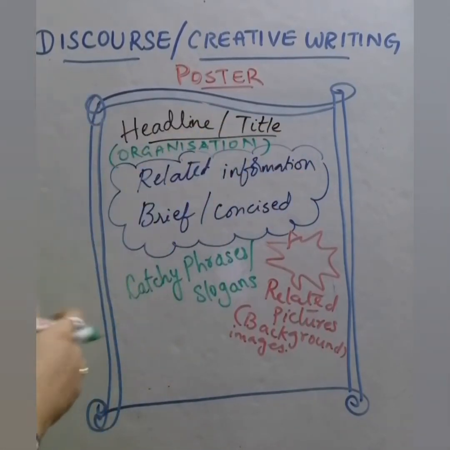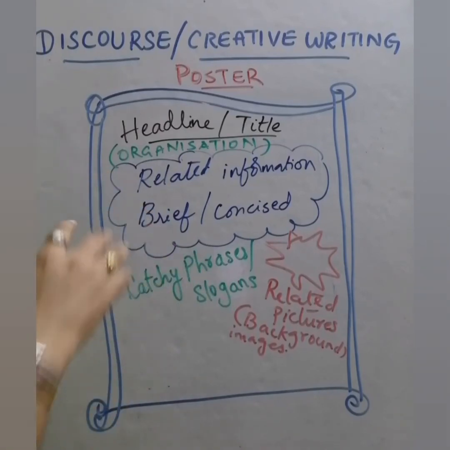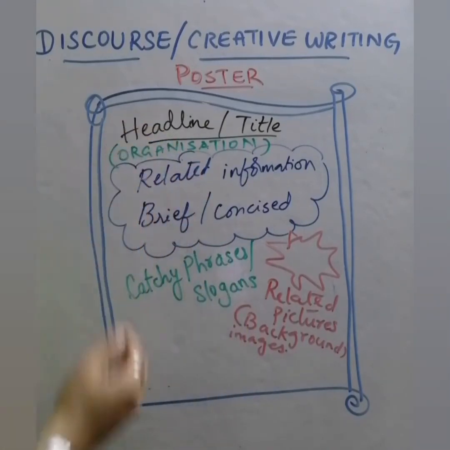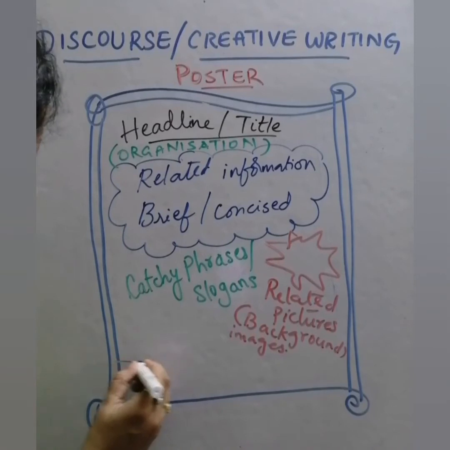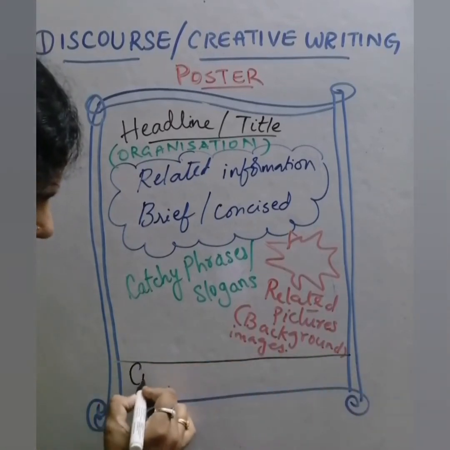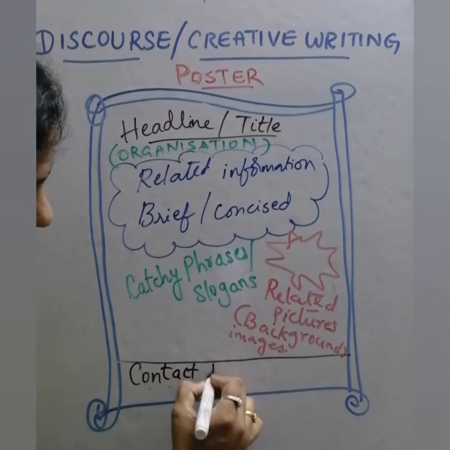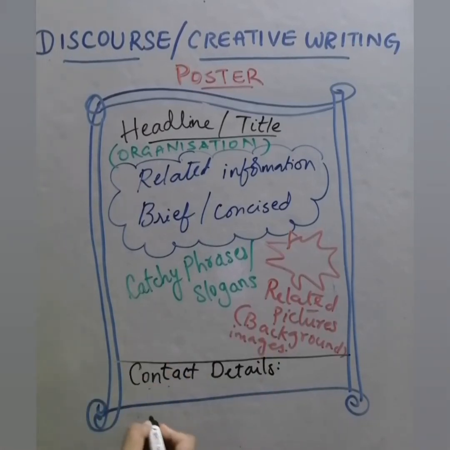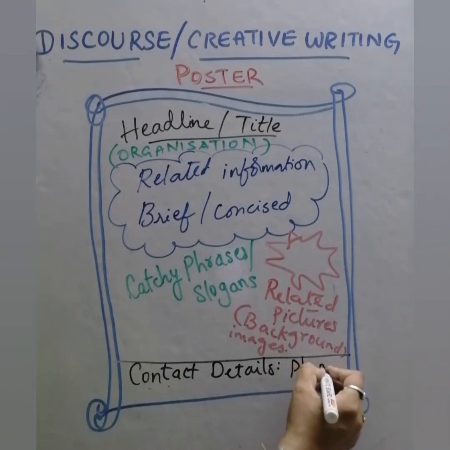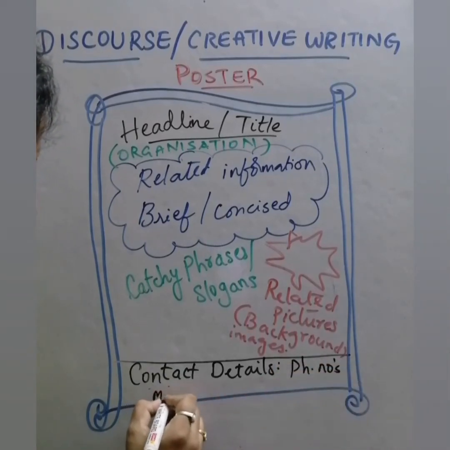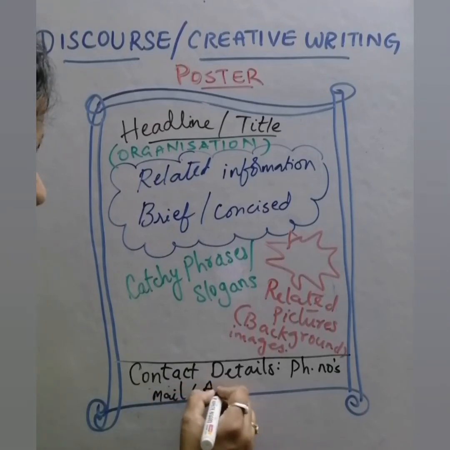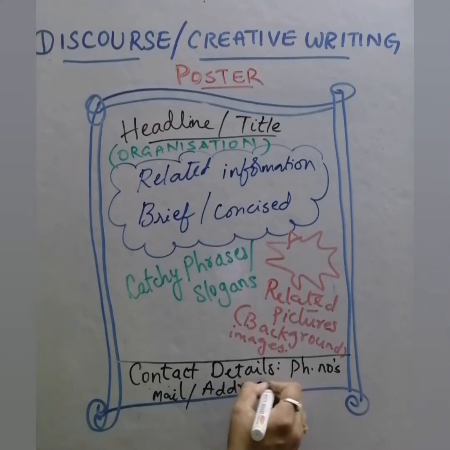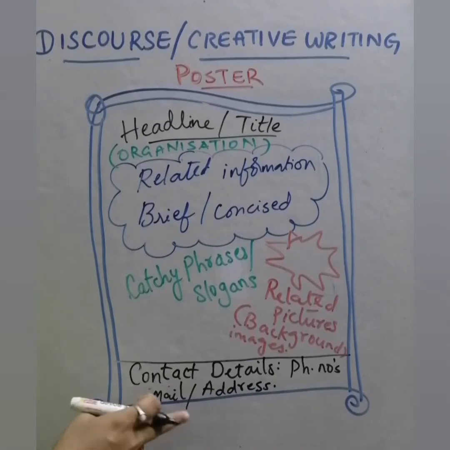For public awareness posters that some institutions are giving, or when some celebrations are going on by some committee, their name will come in here. So that particular organization's contact details must be presented at the end. What can these contact details include? They can be phone numbers, or they can be mail or address. Anything they want to share, they can share in here, the contact details.